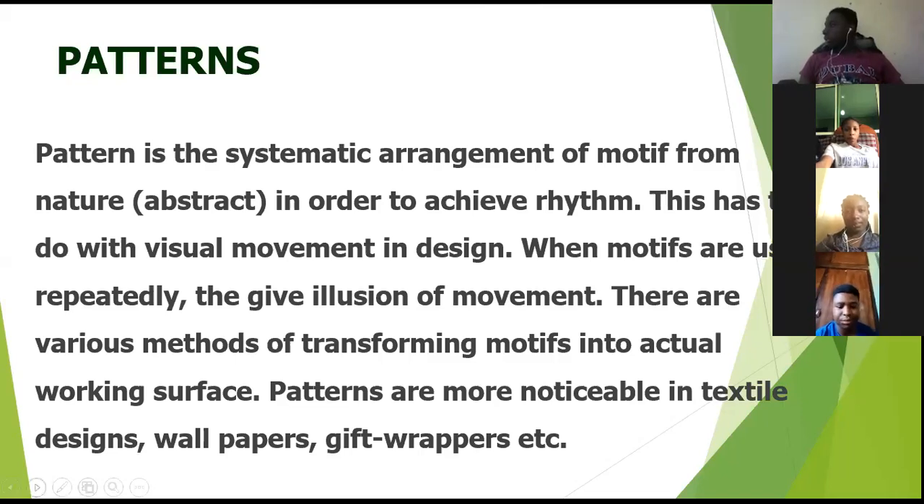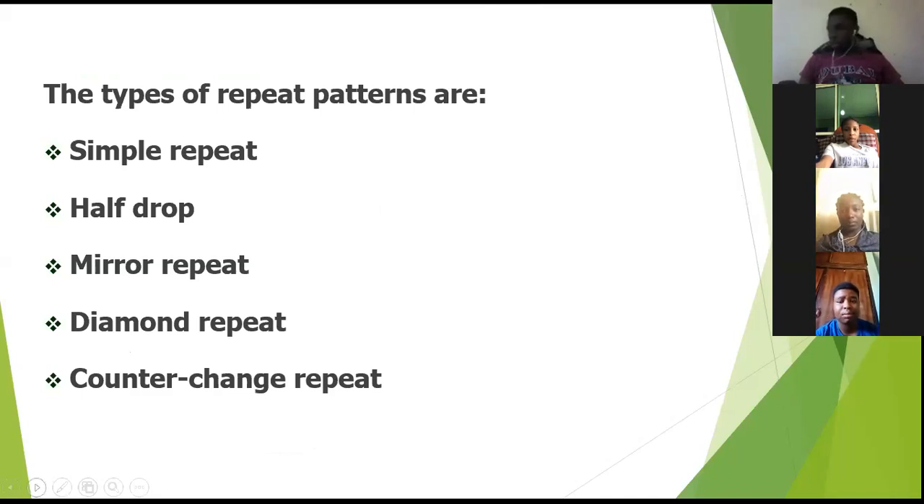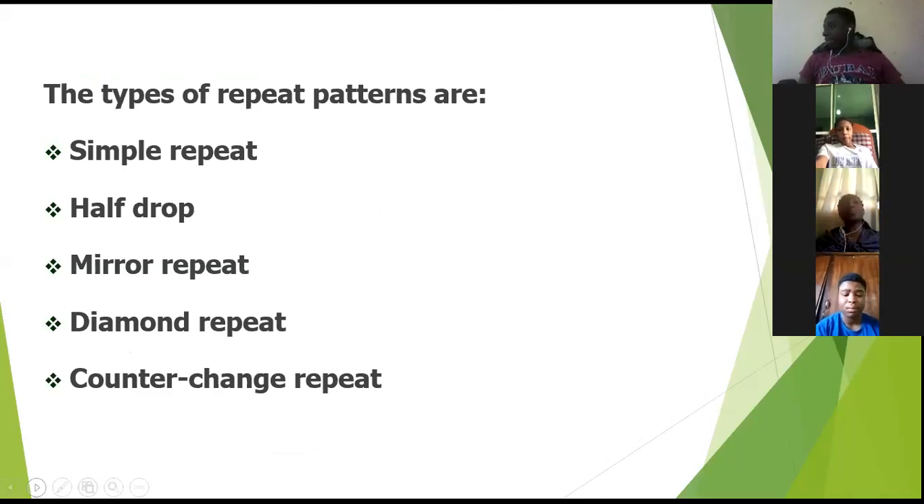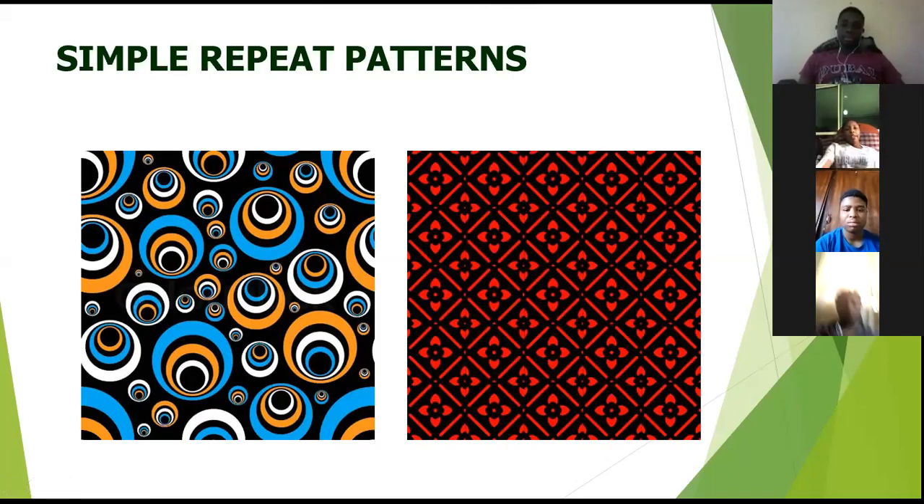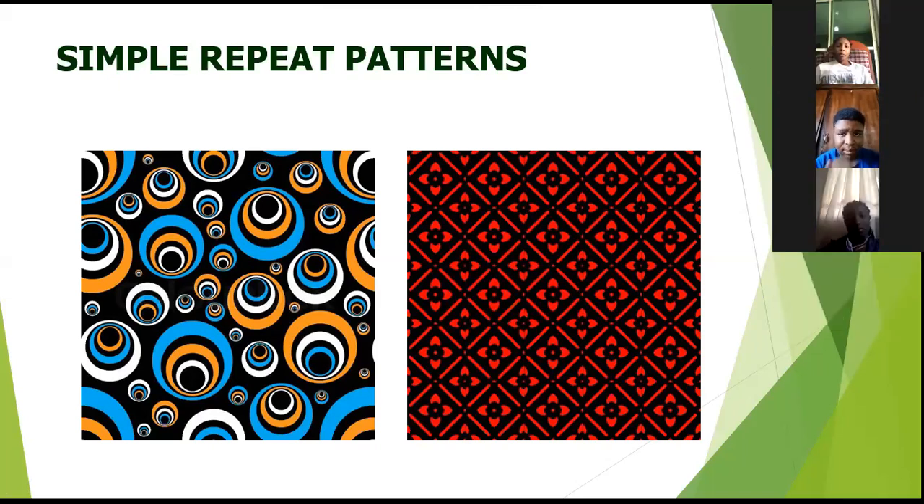So let's continue. The types of repeat patterns are: one, simple repeat; two, half drop repeat pattern; three, mirror repeat pattern; four, diamond repeat pattern; five, counter change repeat pattern. Now let me show you examples, the images. Can you see it from there? Can you see the slide? Yes, sir. Amos, read it for me. Simple repeat patterns. Good. You can see the pictures there. So that's how a simple repeat pattern is.